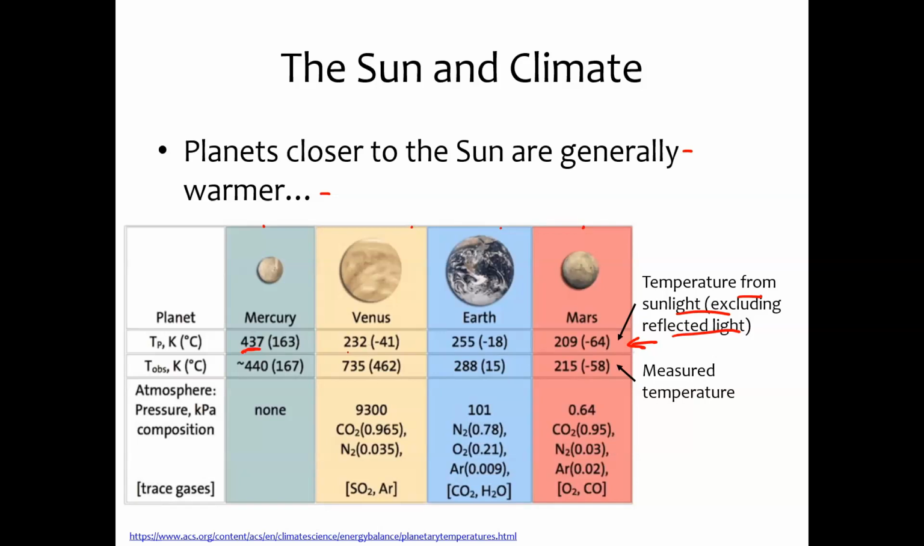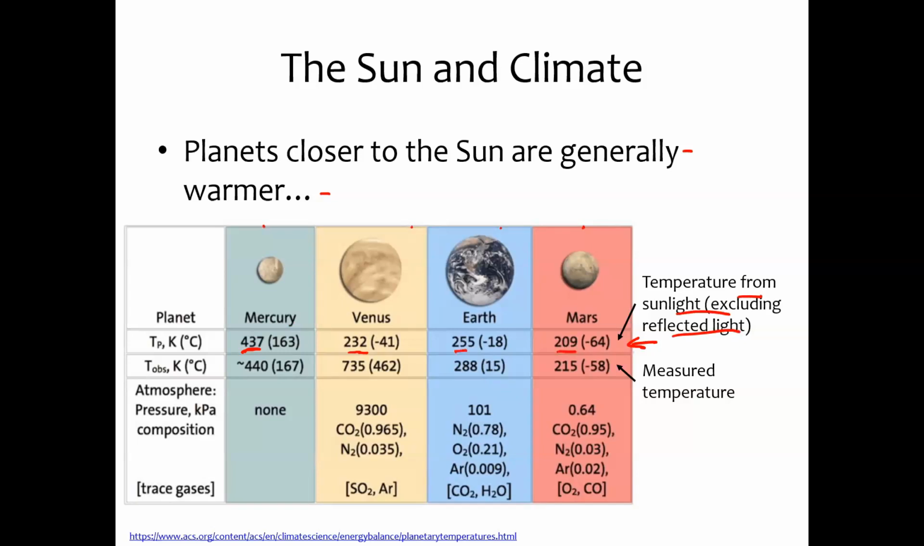There's a little bit of a hiccup because we would expect Venus's temperature to be slightly lower than Earth's, just because Venus is so much brighter, it actually scatters more light. So that's the only reason that Venus's expected sunlight-based temperature is lower than Earth's. But in general, as you go closer to the sun, you get to those higher temperatures. And then further away, you get lower and lower temperatures.